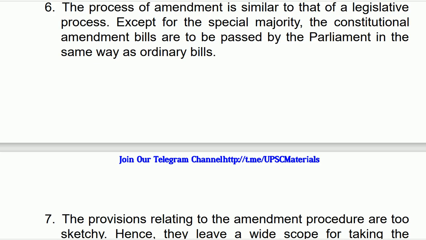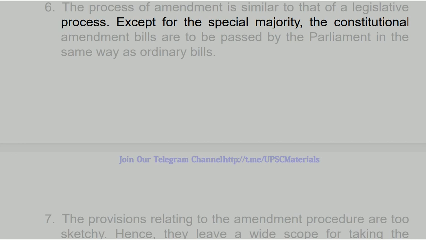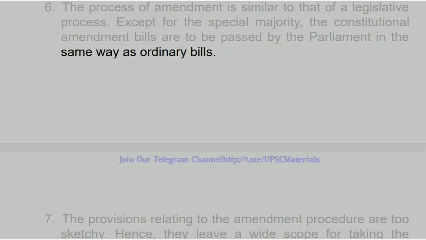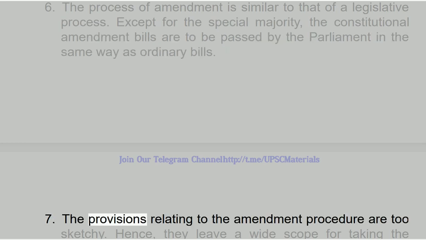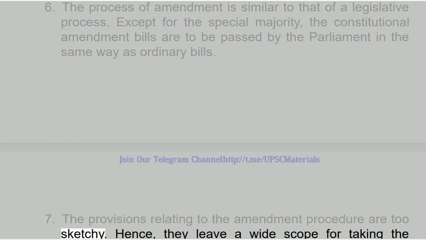5. There is no provision for holding a joint sitting of both the houses of Parliament if there is a deadlock over the passage of a constitutional amendment bill. On the other hand, a provision for a joint sitting is made in the case of an ordinary bill. 6. The process of amendment is similar to that of a legislative process. Except for the special majority, the constitutional amendment bills are to be passed by the Parliament in the same way as ordinary bills. 7. The provisions relating to the amendment procedure are too sketchy. Hence, they leave a wide scope for taking the matters to the judiciary.